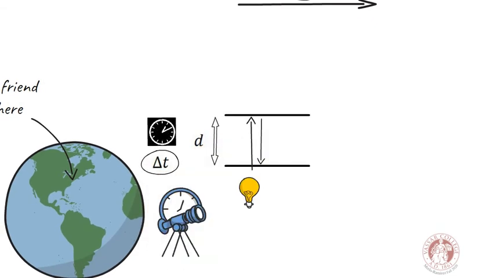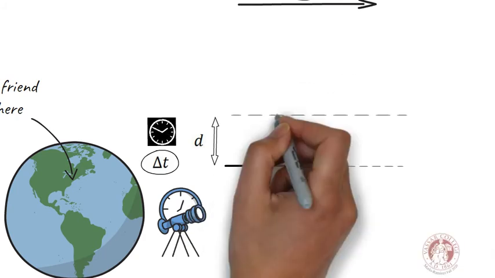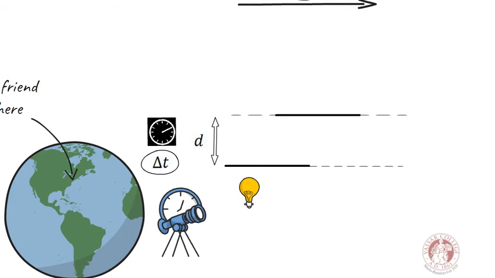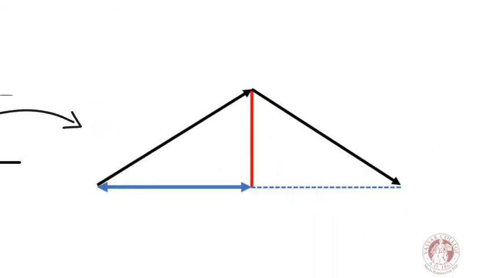For your friend at the Earth, it's clear that from her reference system, the mirrors are moving with the spaceship. Then, the first ray will travel up in an oblique path, and will reflect, also in an oblique path. Notice how the lower mirror will change position by an amount v times delta t. If we analyze the path of the rays in a separated fashion, we can see that we have a triangle with one of its sides equal to the displacement of the device during delta t. Let's call S the upper sides of this triangle.